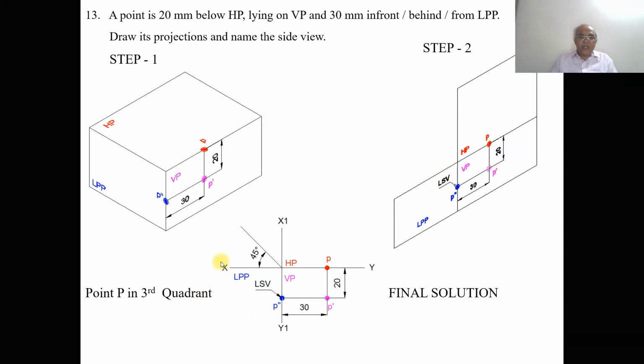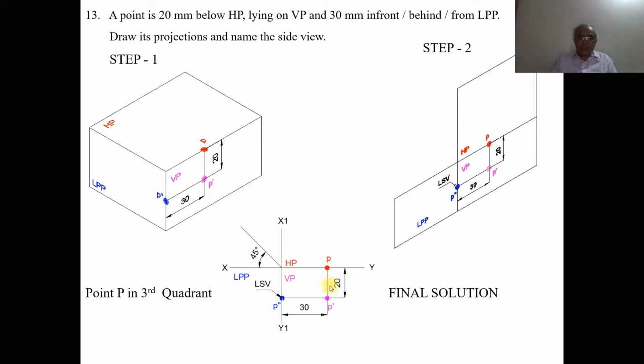Now how to write it in the orthographic view? First we are going to draw the XY line and the X1Y1 line. Then identify the planes: HP above XY, VP and LPP always adjacent to VP. Then for the distance with respect to the profile plane, from the X1Y1 line, you measure 30 mm and draw a vertical projector.